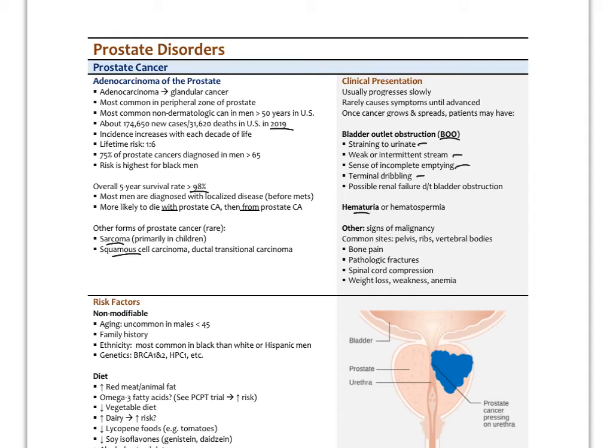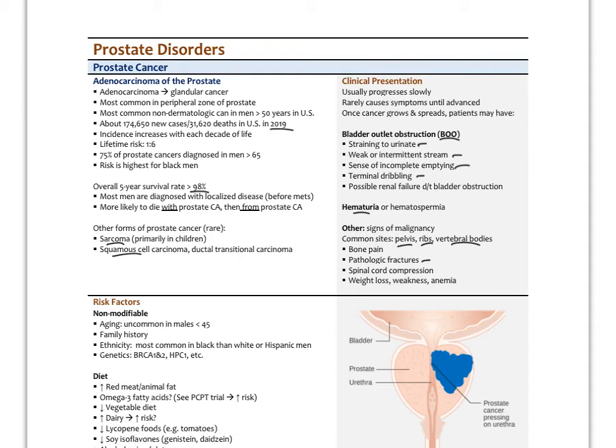There could be hematuria or hematospermia, so blood in the semen. Other signs of malignancy would be when the cancer has spread. It most typically spreads to the pelvis, to the ribs, and vertebral bodies, so to the bone. And then you might see it in the pleura. So a patient might present with bone pains, pathological fractures, spinal cord compression, weight loss, weakness, anemia. They might mistake hip pain for osteoarthritis, when in reality it's actually metastasis from a prostate cancer.